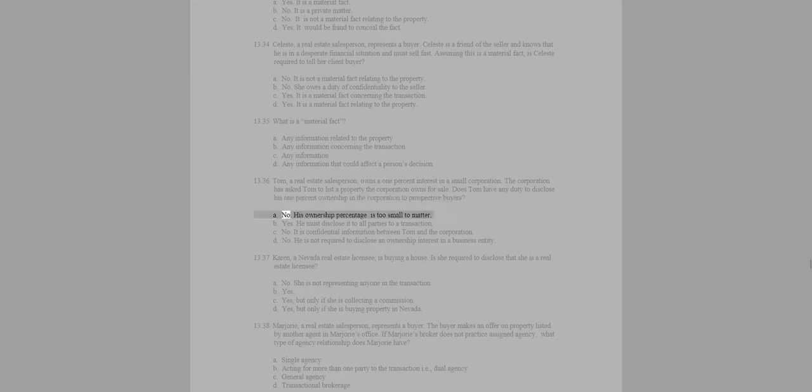A. No. His ownership percentage is too small to matter. B. Yes. He must disclose it to all parties to a transaction. C. No. It is confidential information between Tom and the corporation. D. No. He is not required to disclose an ownership interest in a business entity.